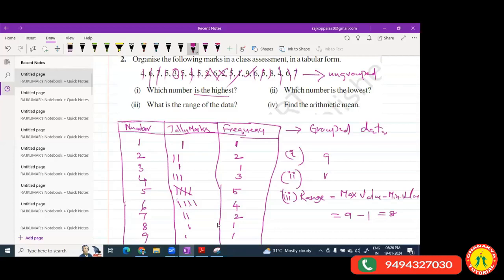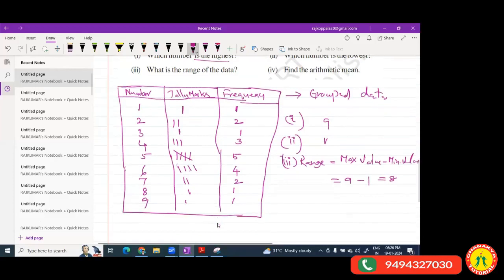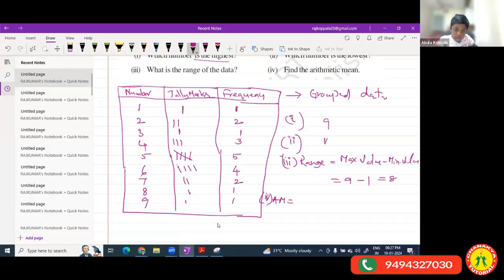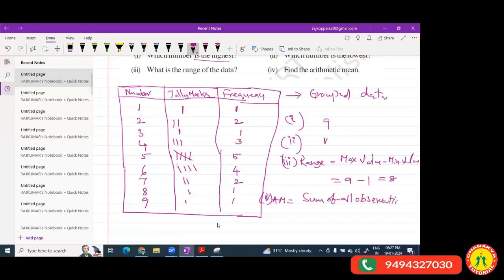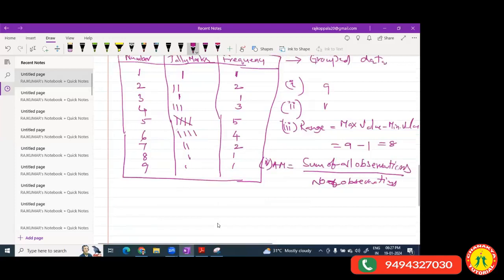Okay. And fourth one, find the arithmetic mean. Arithmetic mean. So AM is equal to what? Sum of observations divided by number of observations. Okay. So AM is equal to sum of observations. Sum of observations means what?